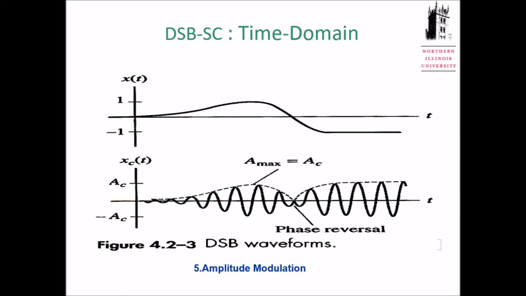So two things I want you to remember. Number one, every time your signal passes 0, there is a phase reversal. Second, my envelope is not the same as my original message, so an envelope detector cannot be used for this system. Any problems? Any questions? Later when you plot a double sideband suppressed carrier signal, make sure you have the phase reversal indicated.